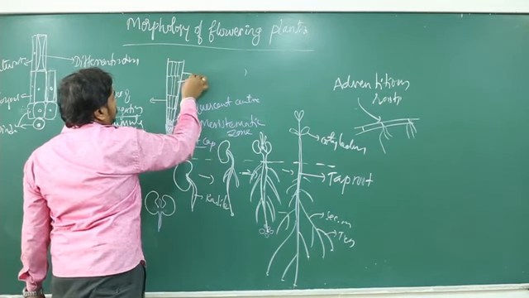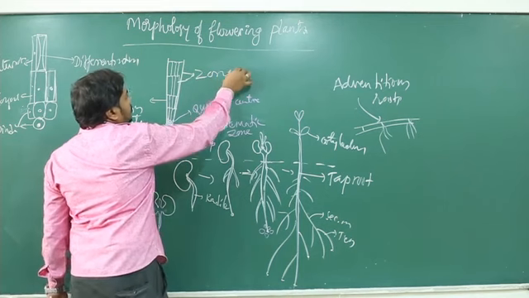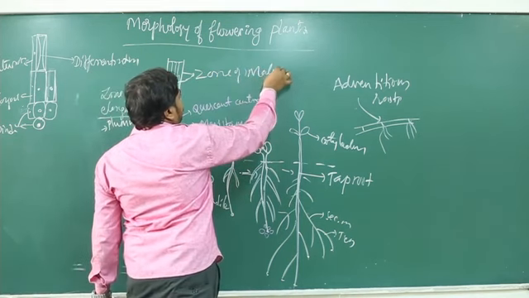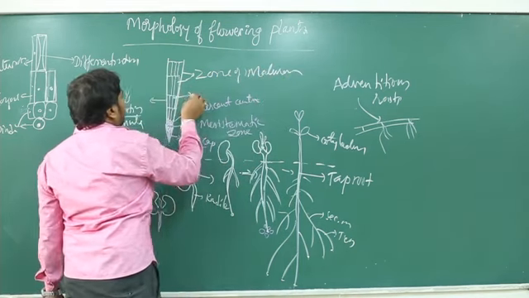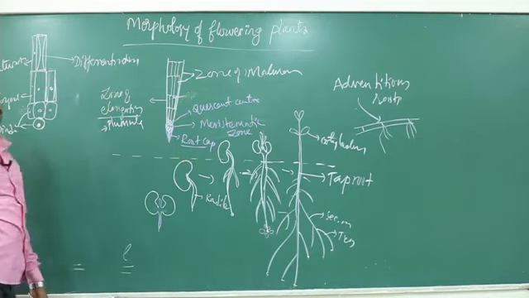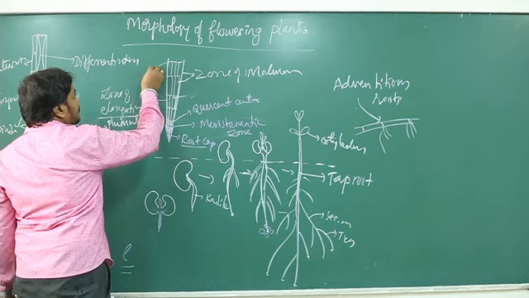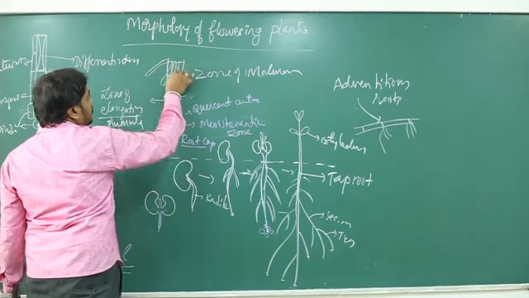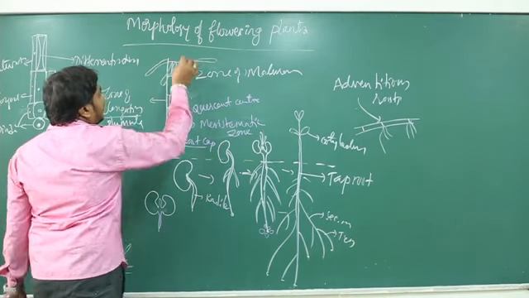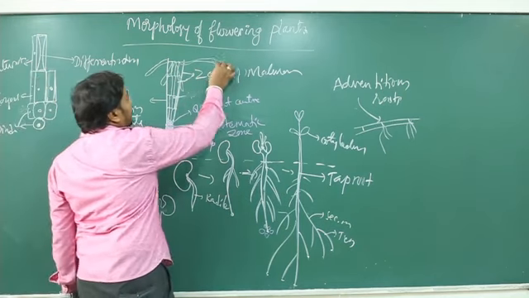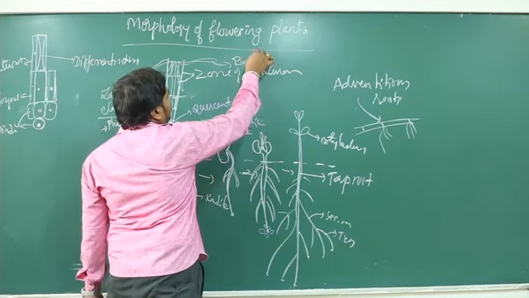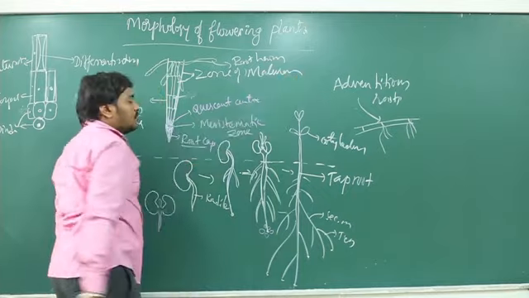So the zone of maturation; below it is the zone of elongation, which I have written. Above this, after maturation, cells start producing some structures. They are unicellular in nature. Those are called root hairs.